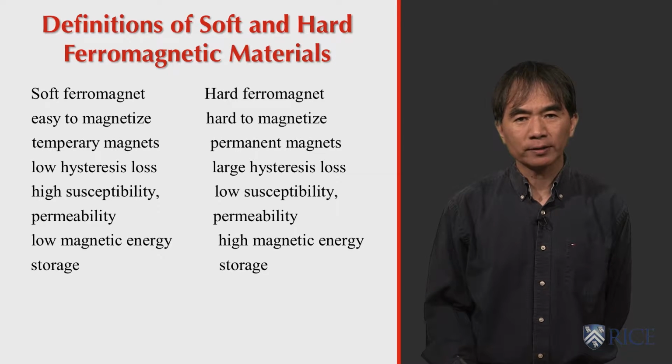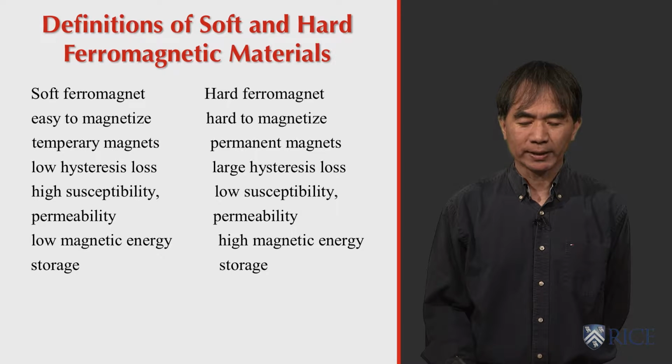But soft ferromagnets are very bad if you try to store magnetic energy, or you try to use one as a permanent magnet to magnetize a system. Because as soon as you turn off the external magnetic field, the soft ferromagnet domains will start to form, and then there will be zero magnetization.